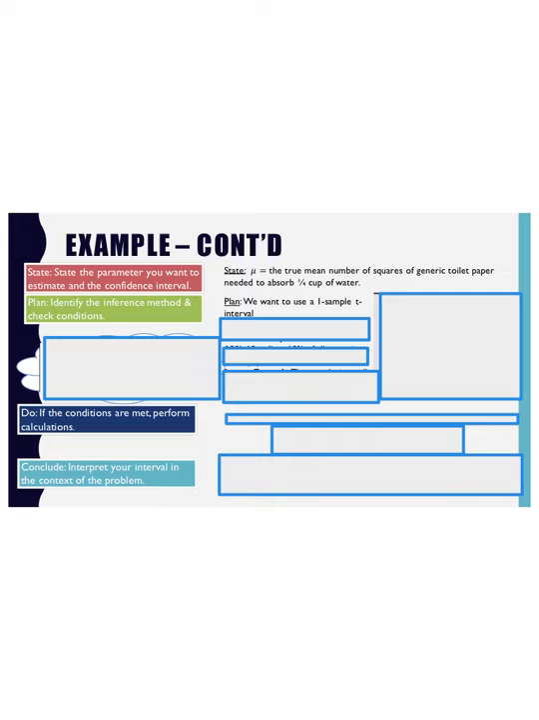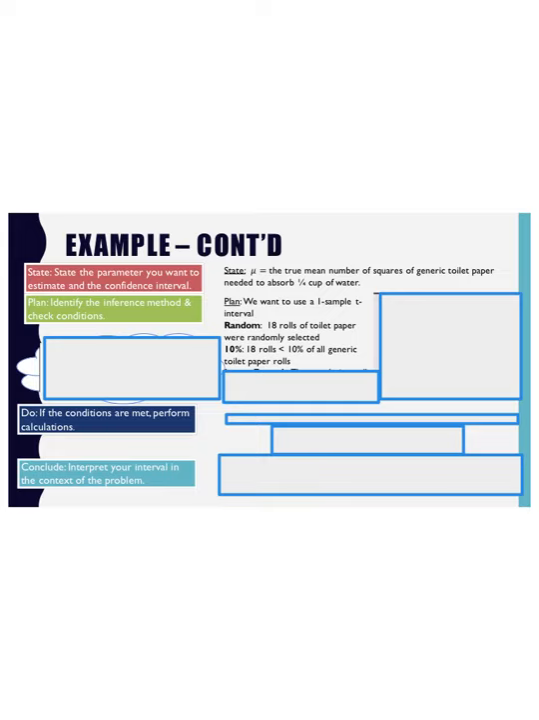Now, if we go back to the previous slide, we need to figure out how many degrees of freedom we have. It looks like we had 18 rolls of toilet paper, so that means our degrees of freedom is 17. The next thing we have to do is check our random condition. It's stated in the question that Christina and Rachel randomly selected 18 rolls of generic brand toilet paper. 10%: 18 rolls of generic brand toilet paper is less than 10% of all generic rolls of toilet paper.